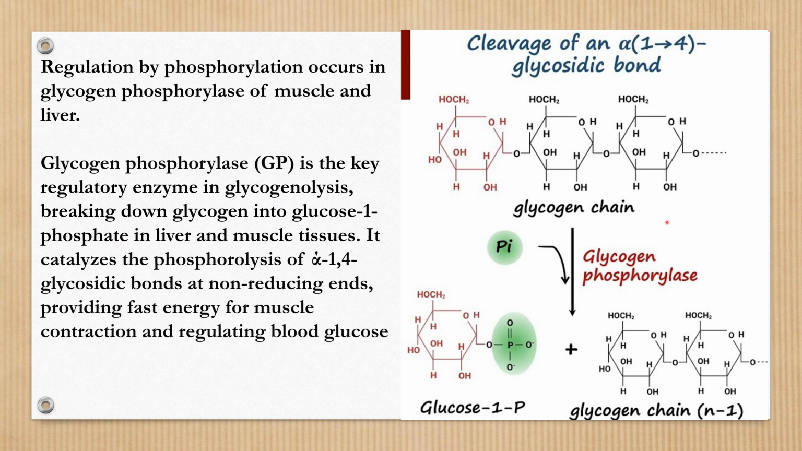Now we'll study how this enzyme is activated. It exists in two forms. When a phosphate group is added to the enzyme, it is active. And when the phosphate group is removed from the enzyme, it is inactive.